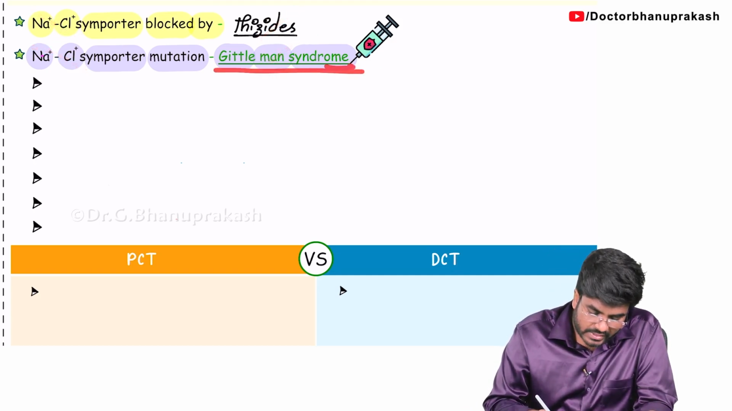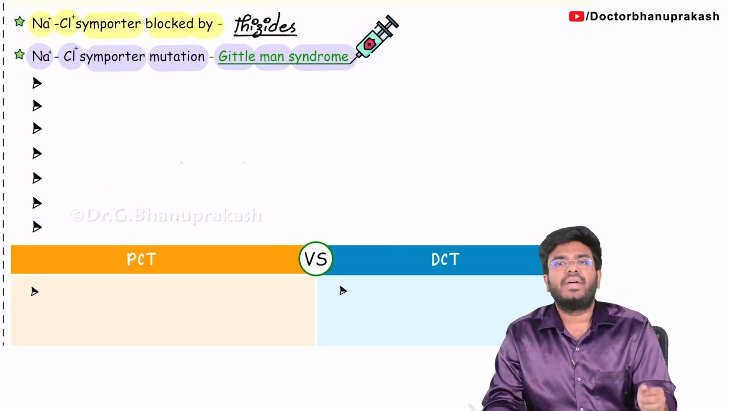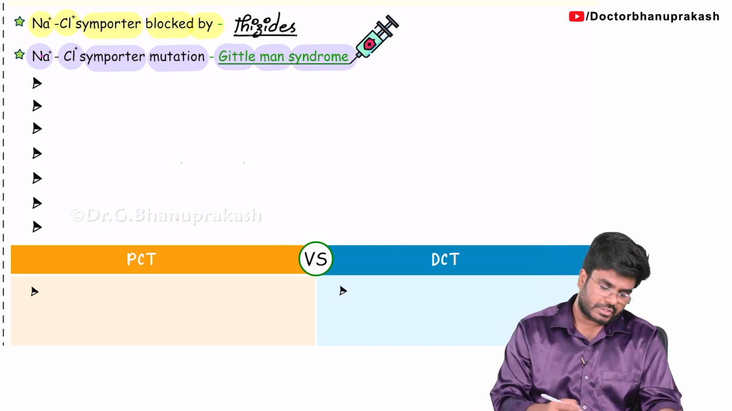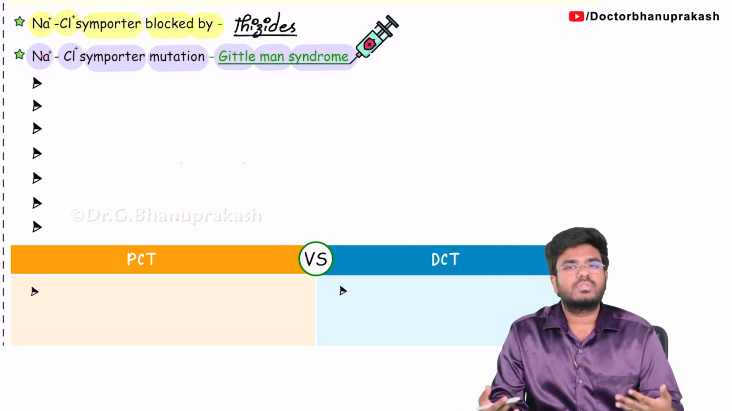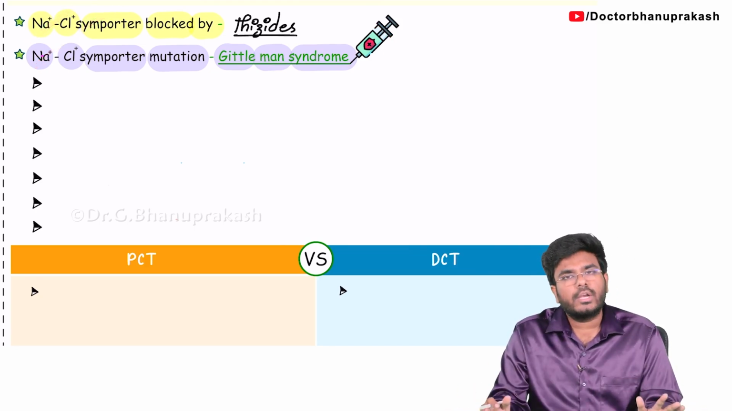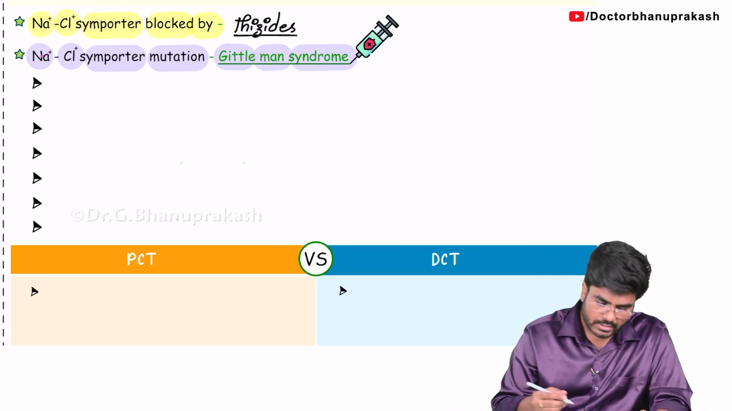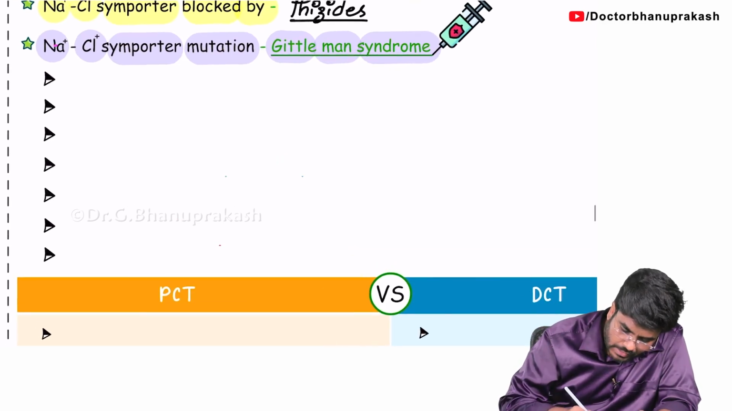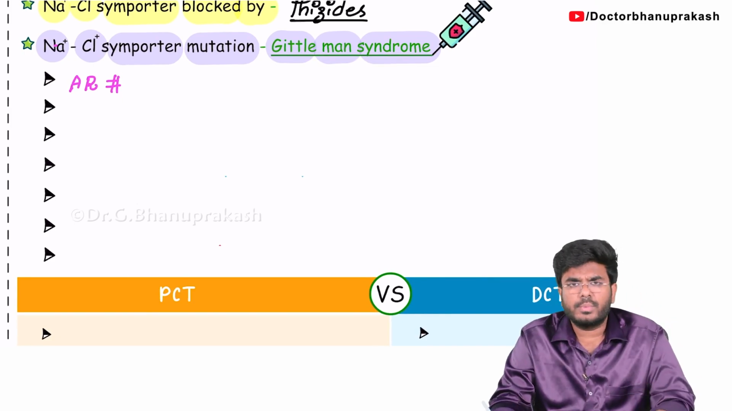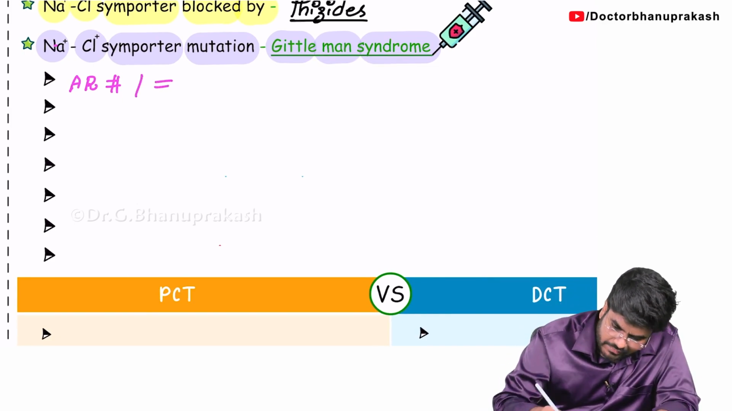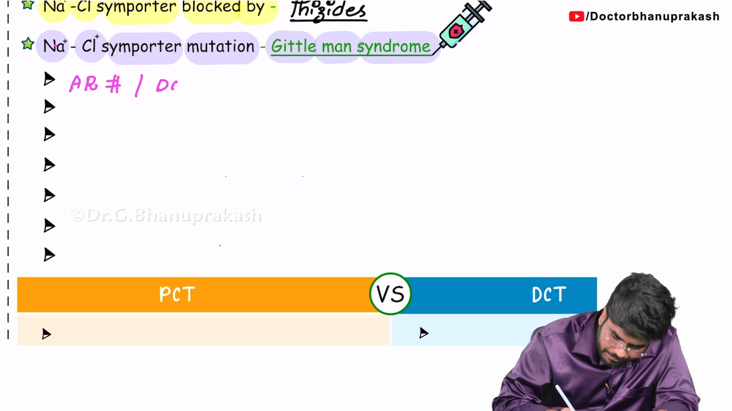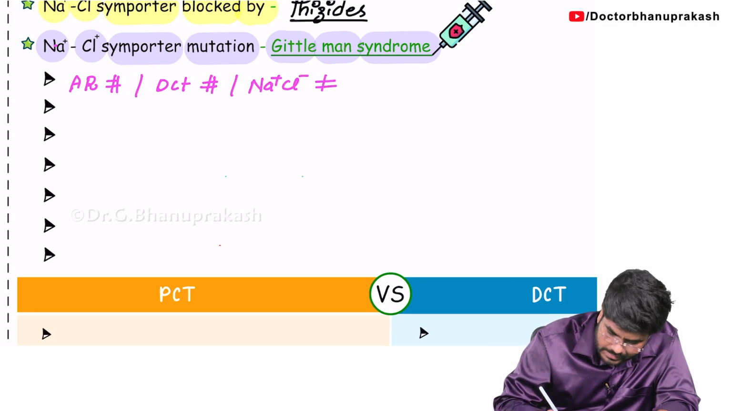Gitelman syndrome resembles which diuretic usage? Thiazide diuretic usage, because in both conditions it's the same transporter getting affected. So similar clinical features: sodium loss, chloride loss, polyuria, same things. Gitelman syndrome is an autosomal recessive disorder. Defect in which part of the nephron? Defect in the DCT. Which transporter defect? Sodium chloride symporter defect.